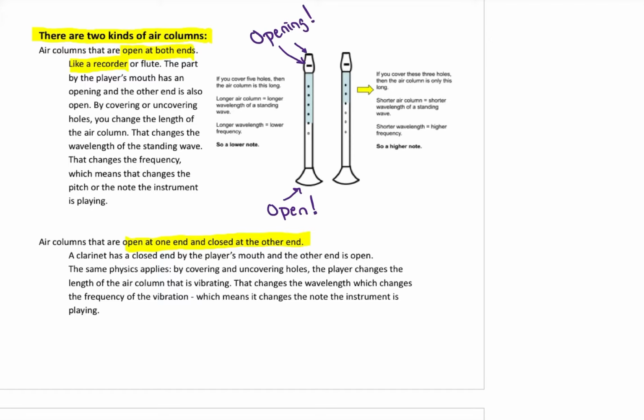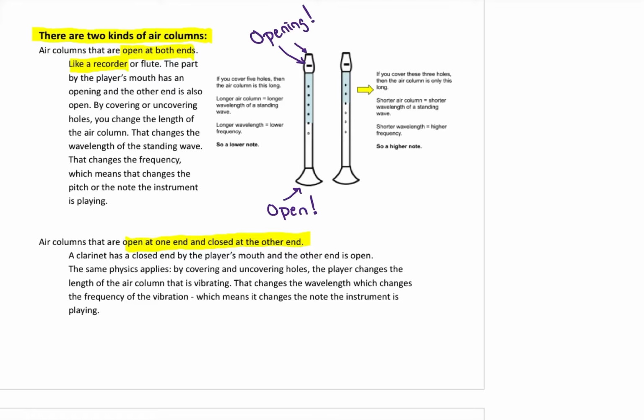If you play the flute, you hold it sideways to your face and you blow over this little hole. That hole is an opening. It's got an open end by your face and then an open end farther from your face. So think back to the good old days when you played recorder.